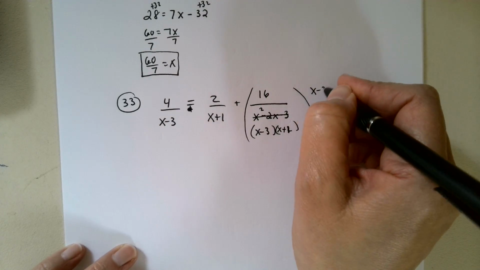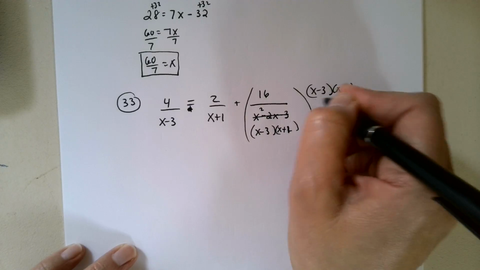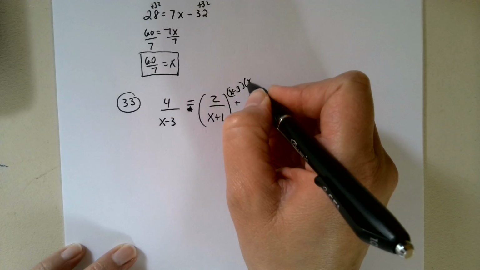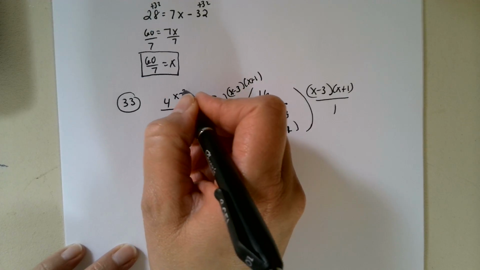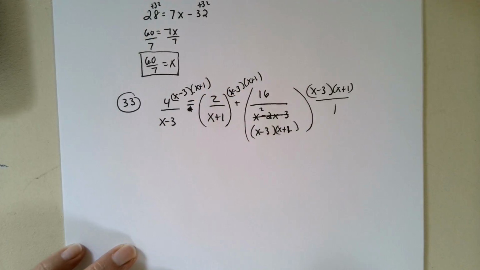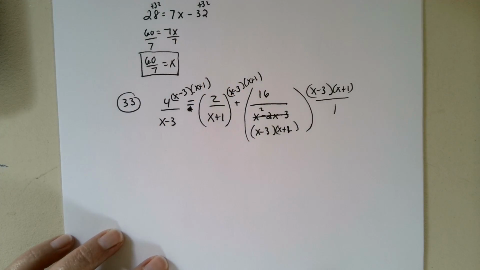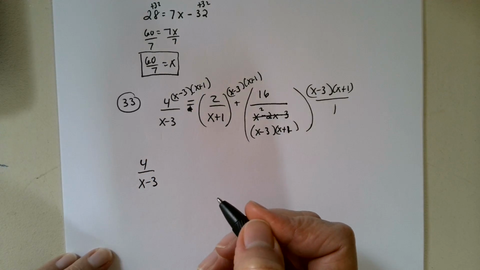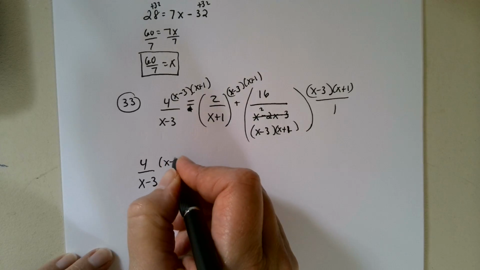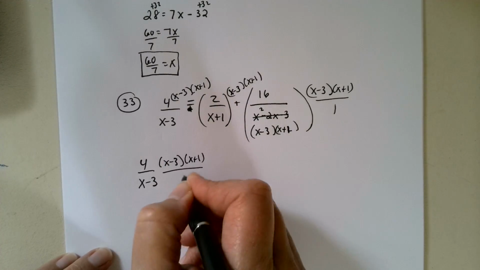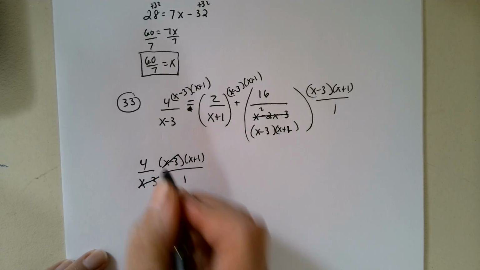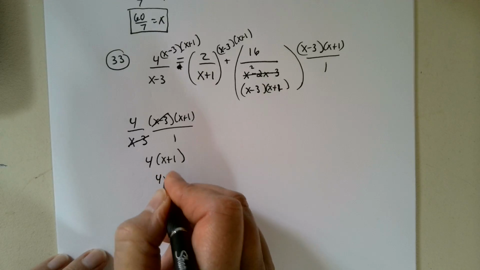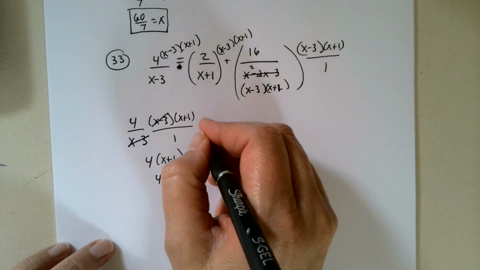So we are not trying to get the denominators to be the same. We are trying to get the denominators to cancel out. So we're going to multiply each term in our equation by x minus 3 and x plus 1. Let me write this a better way. So I'm taking 4 over x minus 3, and I'm going to multiply by x minus 3 and x plus 1 because that's the common denominator. The x minus 3's are going to cancel out, and that leaves 4 times x plus 1, which is 4x plus 4. Got my equal sign.